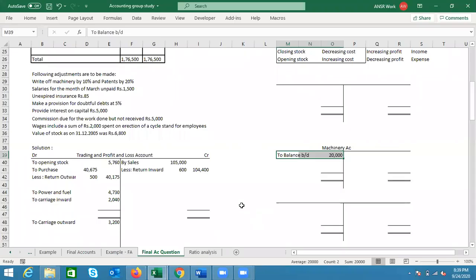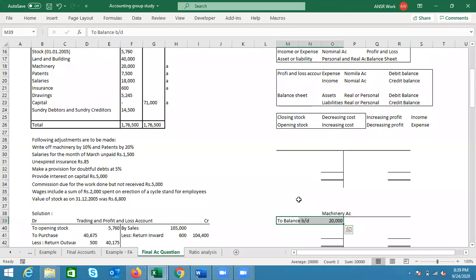Now we were at machinery. It will come in the debit side. Everyone is clear about it, right? Why should it come in the debit side? Should I repeat? Yes, got it. Cool. Now let's come to the patents.